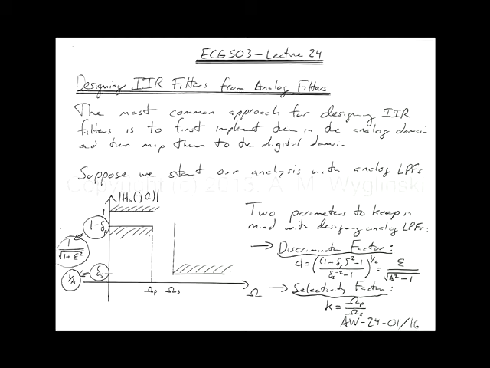Okay, so we saw this last time, right? This is what we just talked about. I'm using big omega. Big omega denotes analog frequency, little omega denotes digital frequency. Big omega, like the really fancy $100,000 watches, represents analog frequencies.